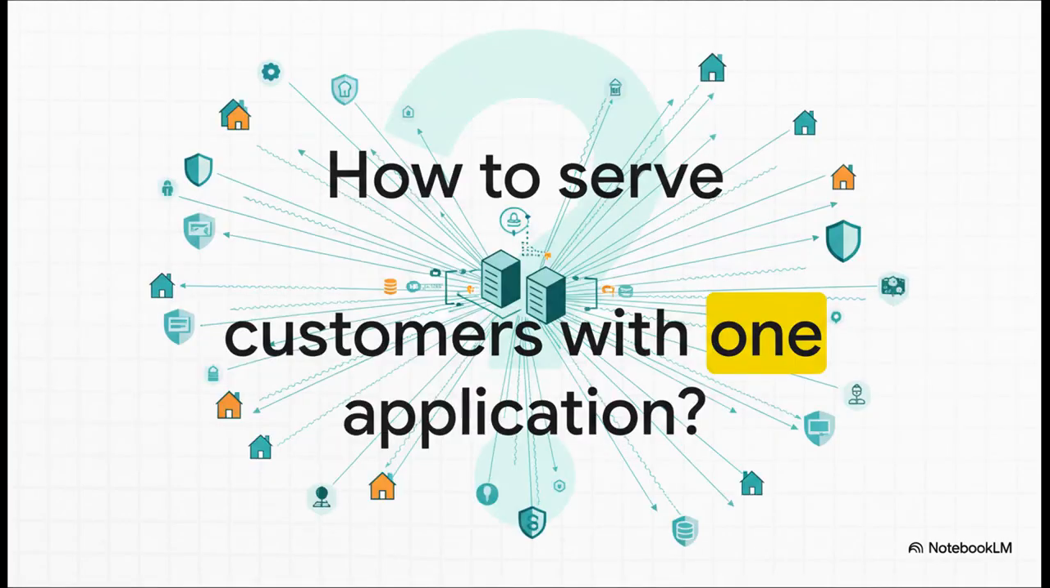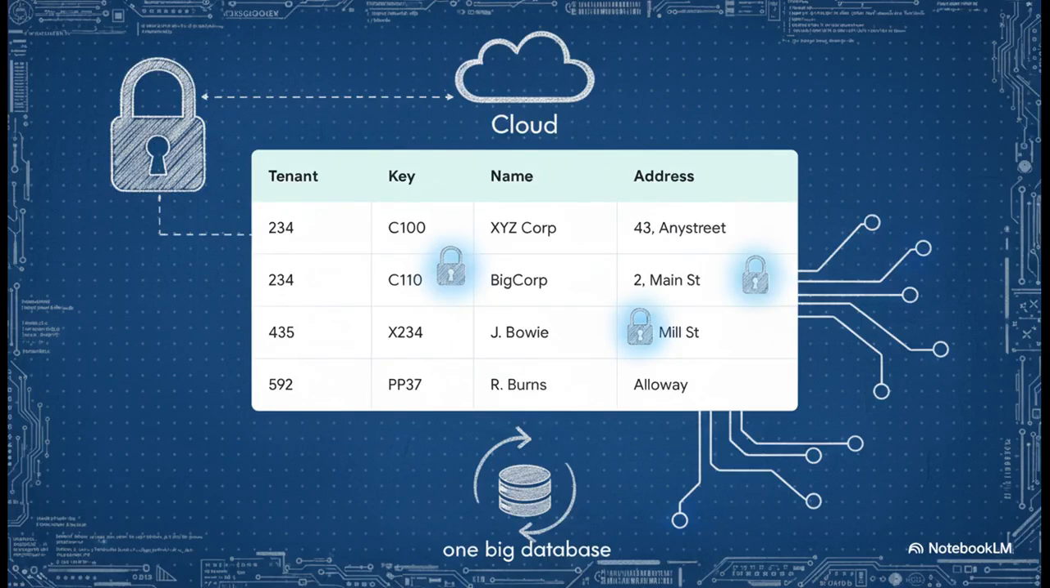But this whole model creates a huge engineering puzzle. If you're a SaaS company, you want to run just one copy of your software, right? But you need that one application to serve thousands of different customers. We call them tenants. So the big question is, how on earth do you do that efficiently while making absolutely sure that one customer can never, ever see another customer's private data? And the answer to that puzzle is a really clever concept called multi-tenancy.